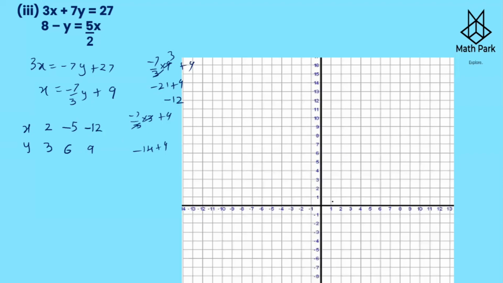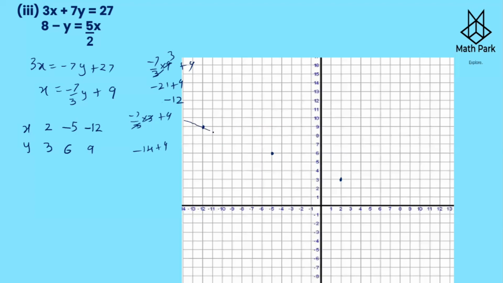Let us draw the line for this. So x is 2, y is 3. So 2, 3. X is minus 5 when y is 6. Minus 5 and 6. When x is minus 12, you have y is 9. So minus 12 and 9.